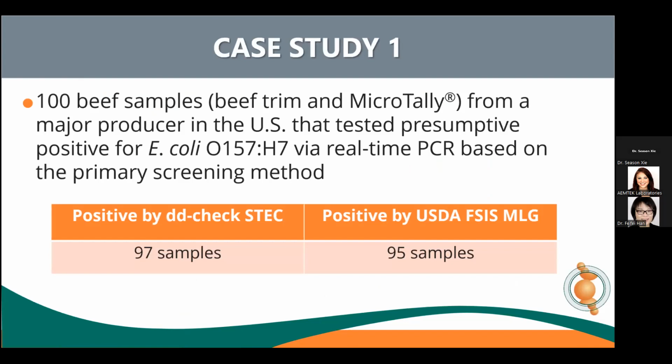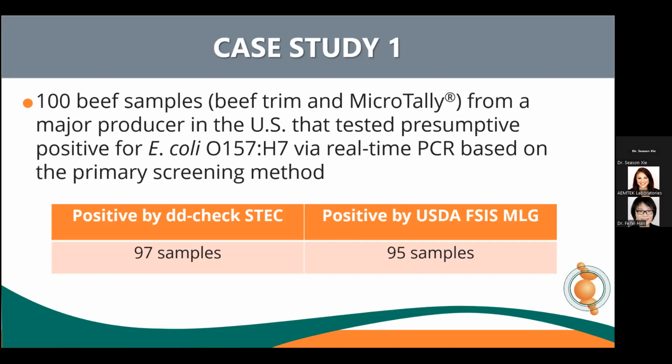Let's look at some case studies. In this case study conducted by Bio-Rad, there was a comparison between ddCheck STEC and the USDA MLG for the confirmation of E. coli O157:H7 in 100 beef samples. These beef samples were obtained from a major producer in the US and had initially tested presumptive positive for E. coli O157:H7 using real-time PCR as the primary screening method.